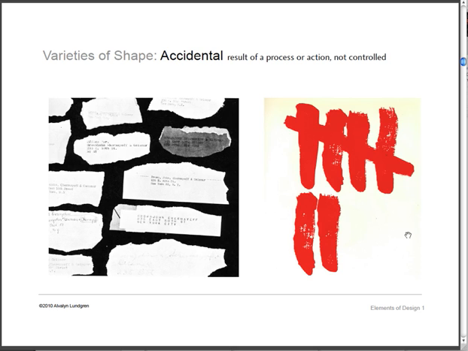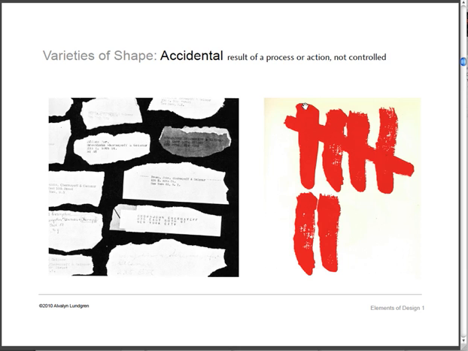Accidental shapes are the result of a process. So if you spill coffee, the shape that the coffee ends up in on the table or on the floor is an accidental shape. You haven't controlled it. And that's basically what an accidental shape means. So if we look at the torn paper edges, you can control approximate size and you can control direction of the tear, but you can't control how that paper is going to tear to create this accidental edge.